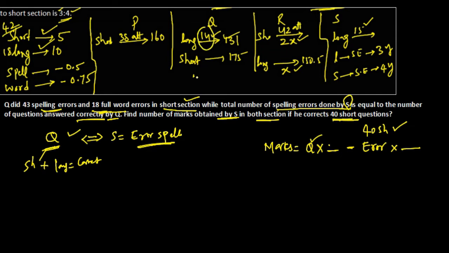Now we need to find out short section. Short section we know the marks and we know the errors. Now we need to find out the number of correct questions. Once you know the correct questions in short section, correct questions in long section we know. If you add both of them, we'll find out the number of correct questions done by Q. Now try to solve number of short questions answered correctly by him. So short questions correctly answered, I'll consider it as S. For each short question, I'll get 5 marks.